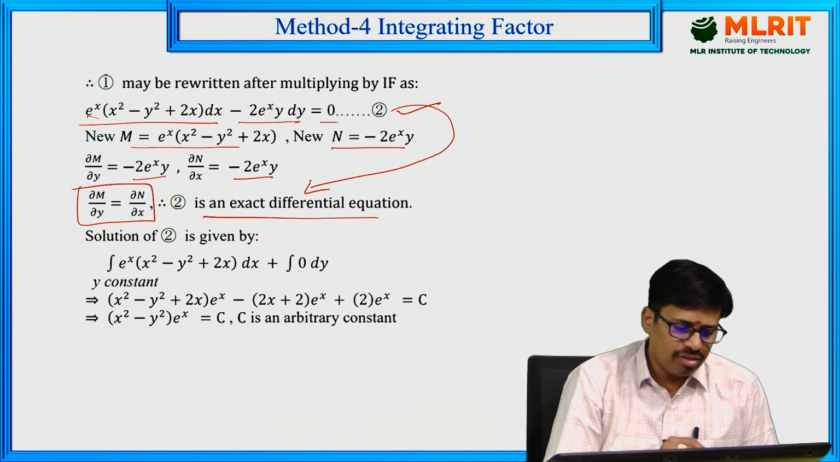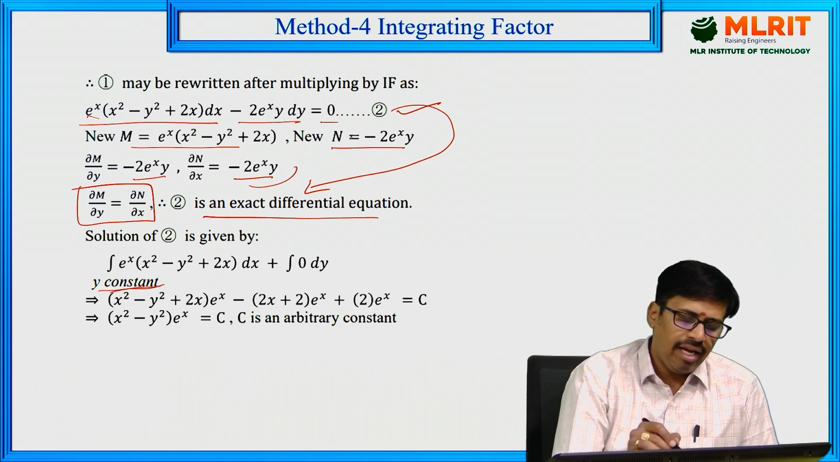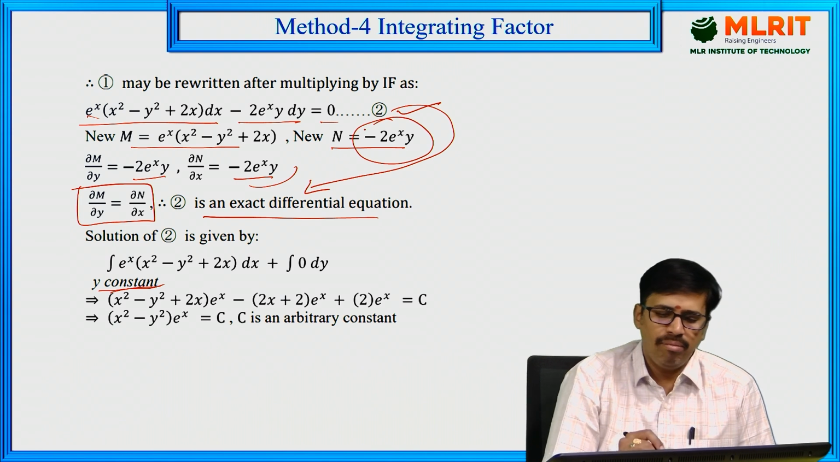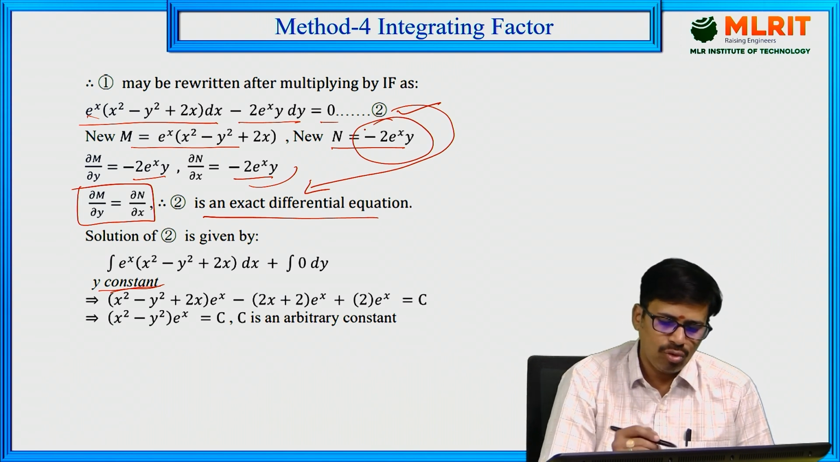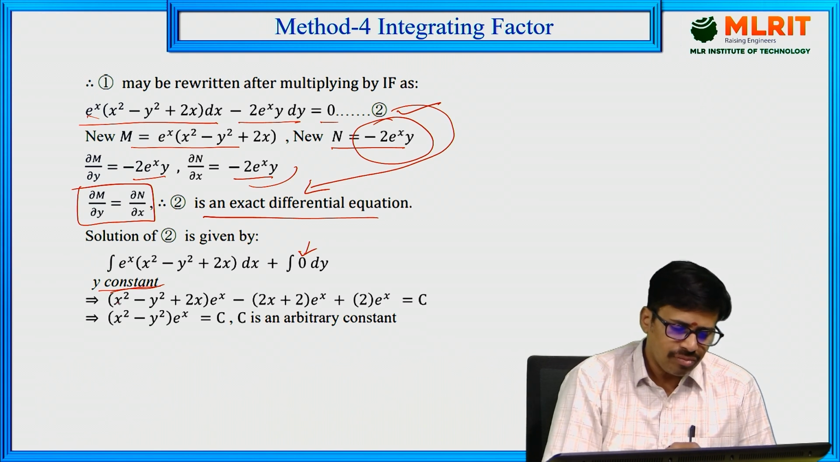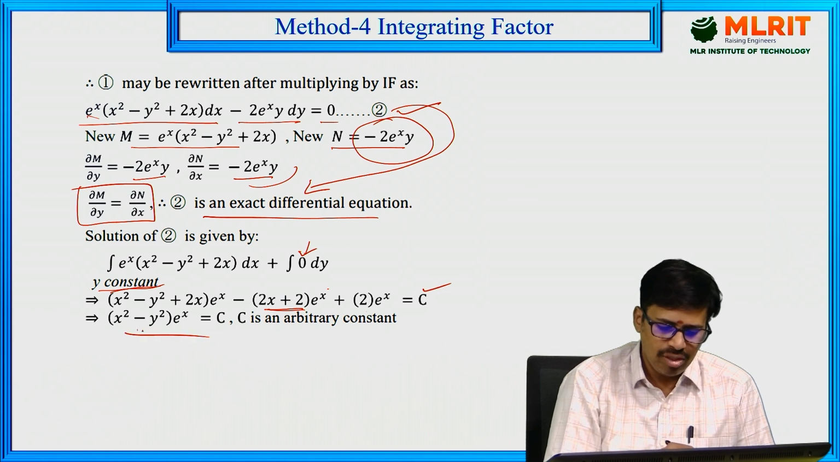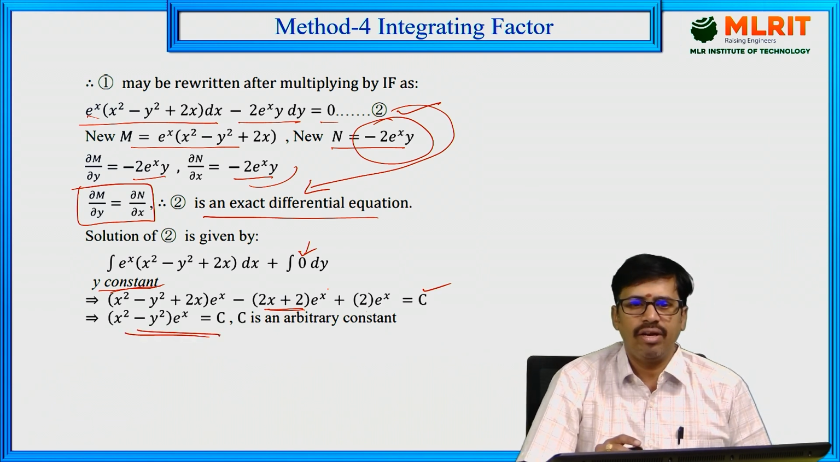So the solution of this is integral of M dx, new M, treating y as constant. Here in N we have only one term, minus 2 e power x into y. So excluding this term, this is 0. So integration of this is x square minus y square plus 2x into e power x minus 2x plus 2 into e power x plus 2 into e power x equal to some constant c. So this is the general solution of the given differential equation.